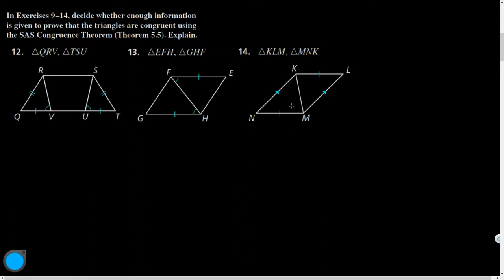All right, here we go. Guys, you be careful now, friends. It says decide whether there is enough information to prove that the triangles are congruent using the side angle side congruence theorem. Theorem 5. Plain. All right. Let's label what I know. I know this is congruent to that. I know this is congruent to that. And I know this is congruent to that. The answer? No.